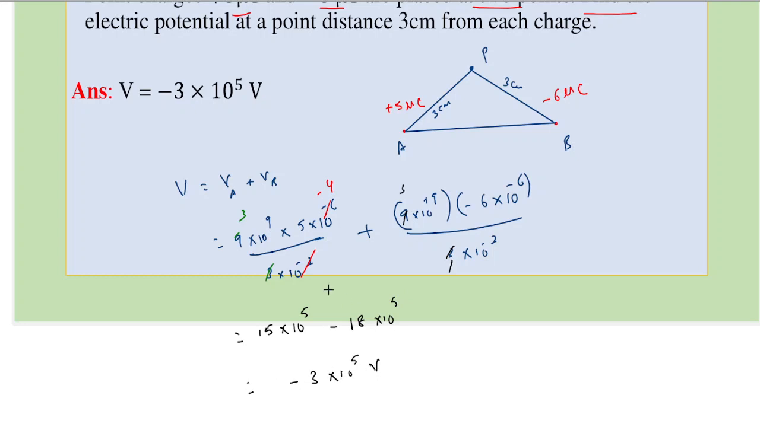The net potential here is negative because the distances of the point from these charges are equal, but this minus charge has a higher magnitude, hence this would dominate. That's the reason that the potential here is negative.